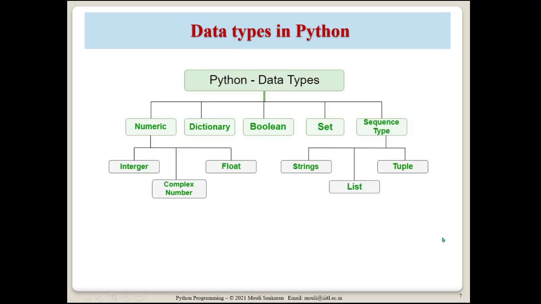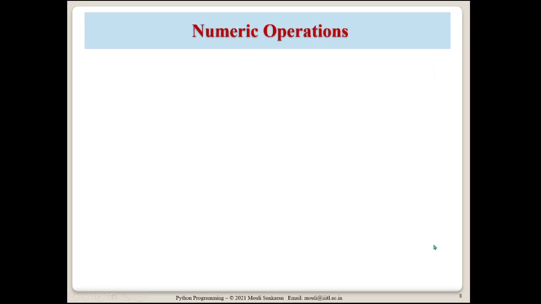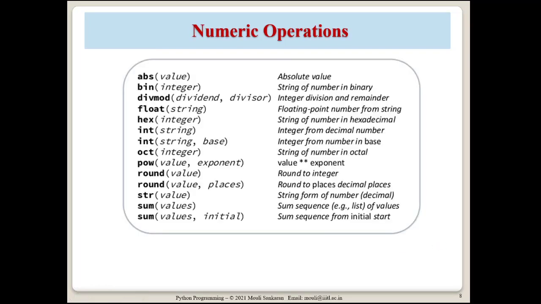Now what are the different data types in Python? These are the broad categories of data types. I will not go into the details of each one of them. We will cover them one by one. This is just a summary of the data types that you have. Now what are the numeric operations that you can perform? Many. The homework is to try out all these things and try to be familiar with them. You have the comment on what each of them is doing.